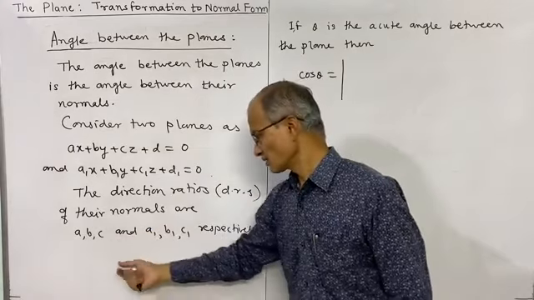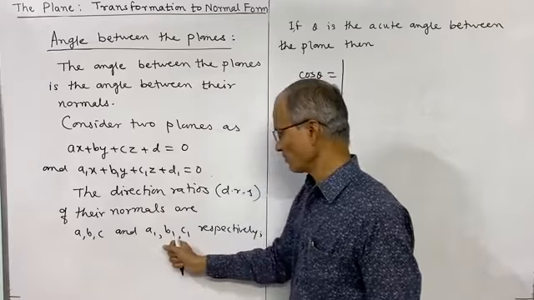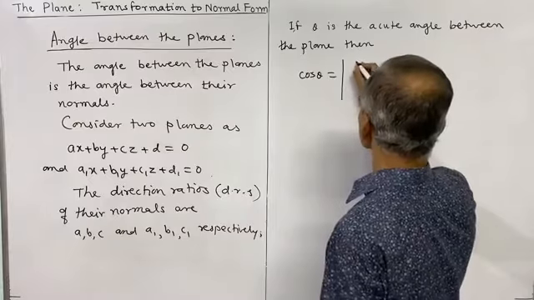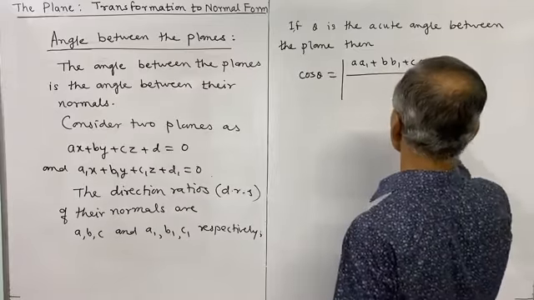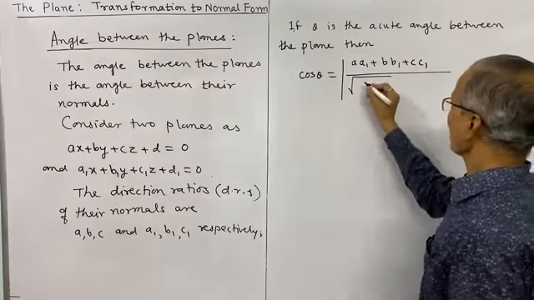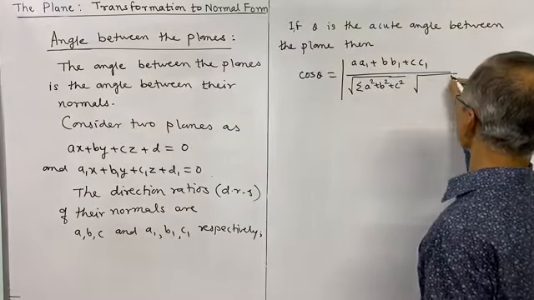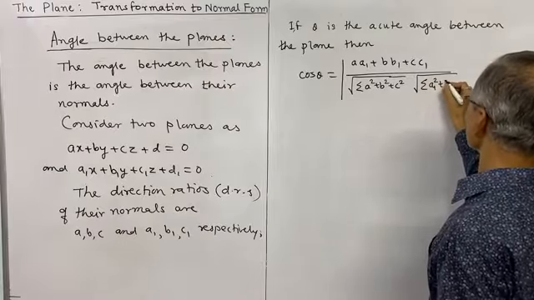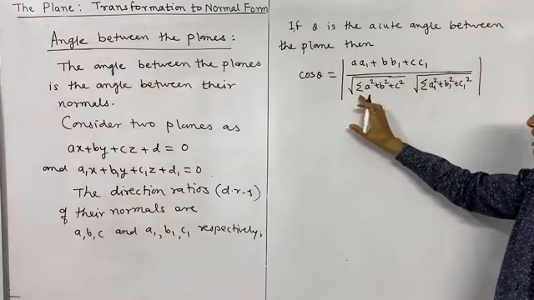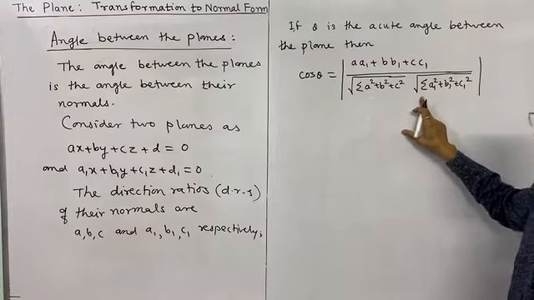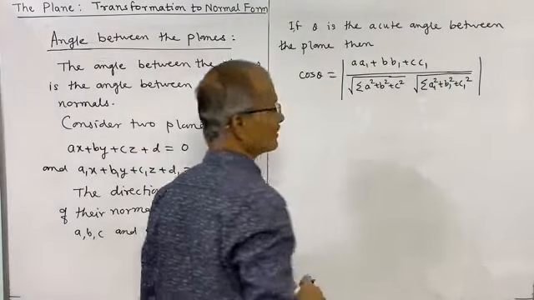So the angle between the normals, and we know the result of the angle between two lines with DRs A, B, C and A1, B1, C1: cos theta is equal to A into A1 plus B into B1 plus C into C1, divided by under root of A square plus B square plus C square, and secondly under root of A1 square plus B1 square plus C1 square, or that can also be written in brief as root of sigma A square and root of sigma A1 square. So this gives the angle between the two planes.